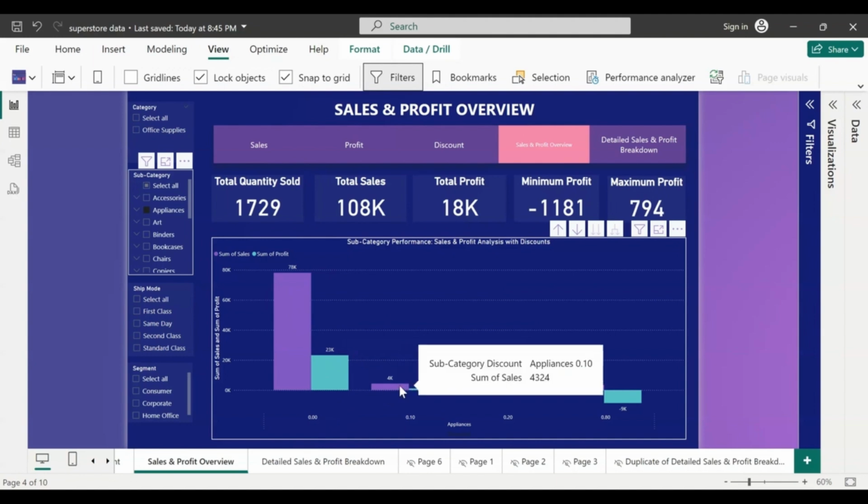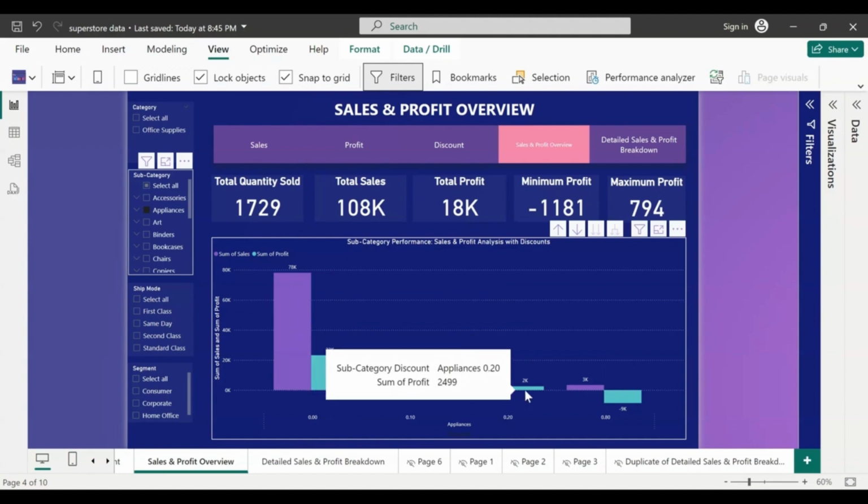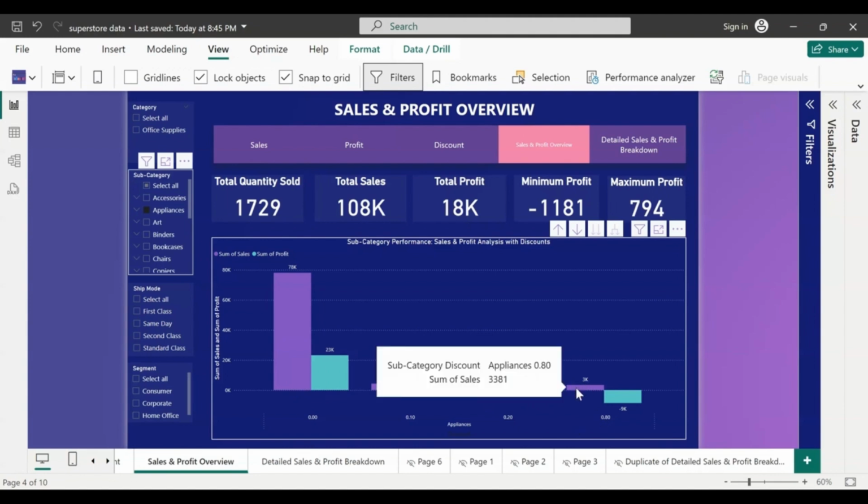Next we are considering 10% discount. Here the sales is 4,000 and the profit is around 1,000. And considering 20% discount, the sales is 22,000 and its profit is 2,000. But on considering 80%, we could see only 3,000 is the sales, and we could see very low. It is not even low; it is lost because it's a 9 minus 9. So it's just a loss. 9,000 being lost due to huge discount on appliances.